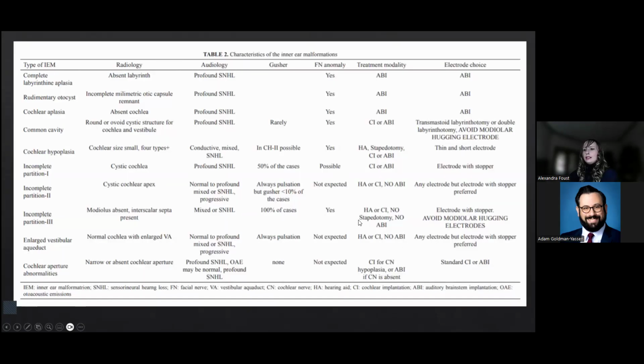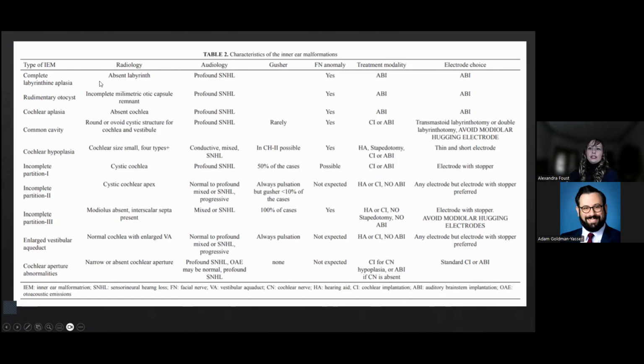So here's a table that just kind of shows lots of the potential abnormalities of the cochlea. And we're going to look at some of these different malformations with case-based examples shortly. But one of the things I want to highlight is that the treatment is going to be different for some of these options depending on what you're dealing with.